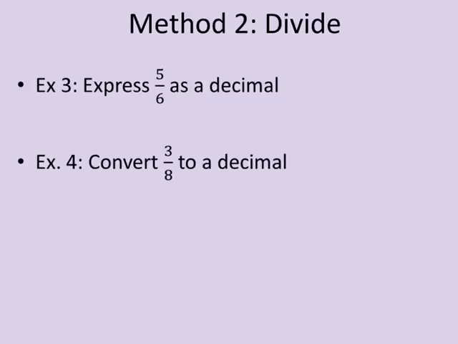Now there is a second method, and that method is just to divide. Sometimes place value and equivalent fractions is just not going to work. In example 3, we have a perfect example of this: 5/6. We want to turn that into a decimal. And the first thing I notice is, I can't simplify it.